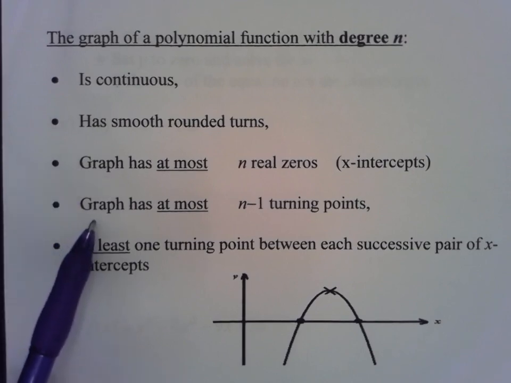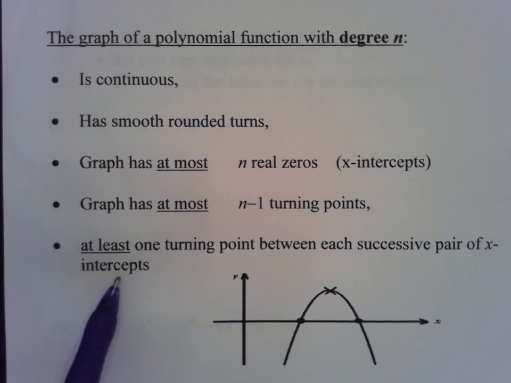Okay, and then the graph can have at most one less, so n minus 1 turning points. So for x to the 5th, we could have at most 4 turning points. It might be 4 or it might be less.